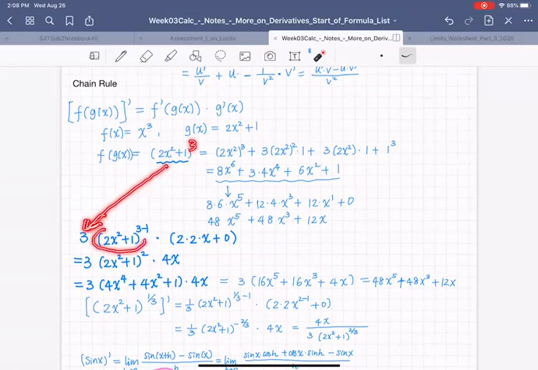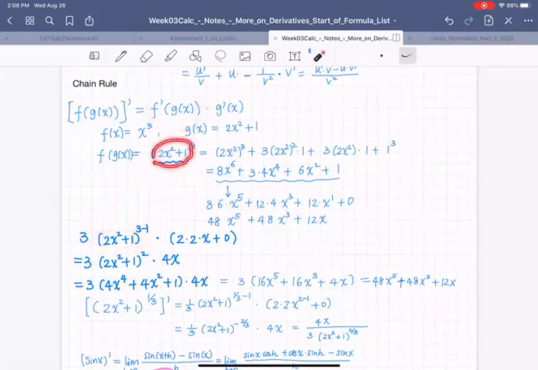And then to the power of this whole thing, to the power of 3 minus 1. And this is the outer layer. That's this part. And then let's times the inner layer derivative. The inner layer derivative is this guy, 2x squared plus 1. 2x squared derivative is 2 times 2x plus 0, right?